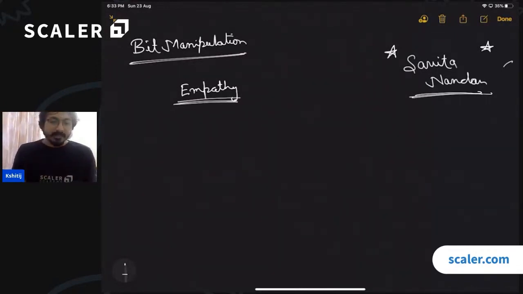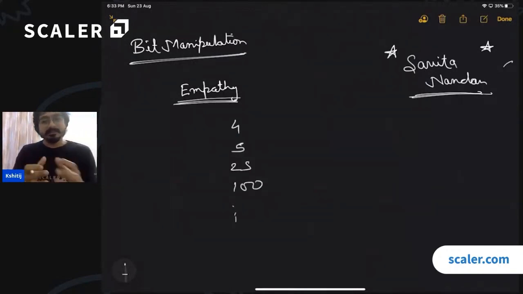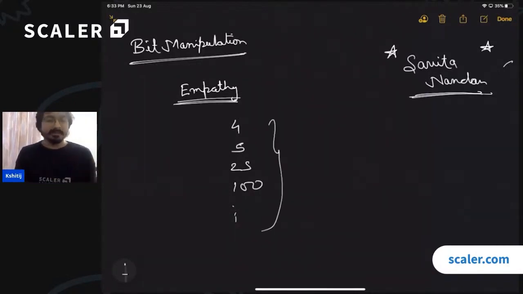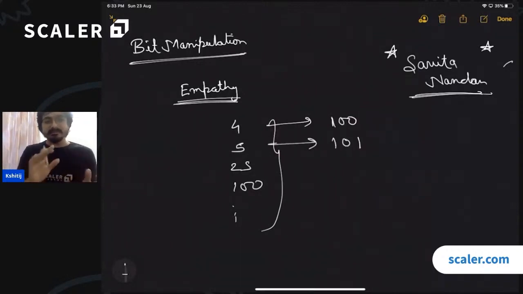Now, from our perspective, we see numbers like 4, 5, 25, 100, etc. We see numbers in decimal, but the computer doesn't see numbers like this. Computer sees the numbers in binary. So for the computer, this is not 4, this has to be 100. For the computer, this is not 5, this has to be 101. So everything for the computer is binary. If you are able to understand how the computer stores these numbers, how it performs operations on these numbers, and what some of the basic bit operators are, then you can solve very complex problems very easily.